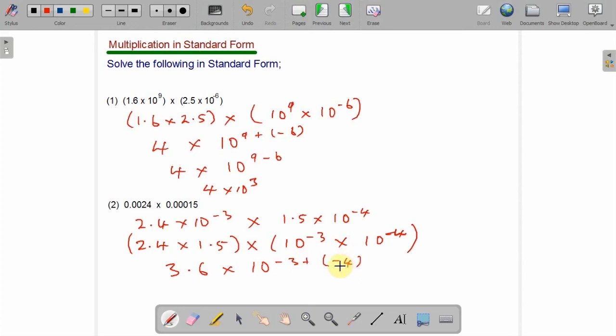Multiply these two and it will give you 3.6 times, pick one 10, then add the powers, minus 3 and minus 4. This one will now give us times 10 to the power minus 7. This becomes the answer. Let's now go into division in standard form.